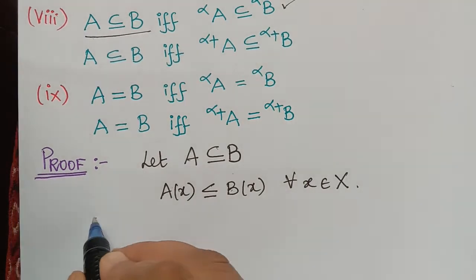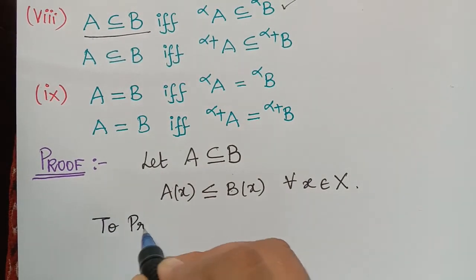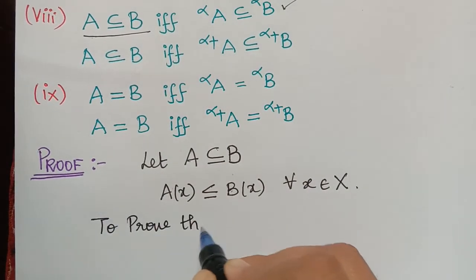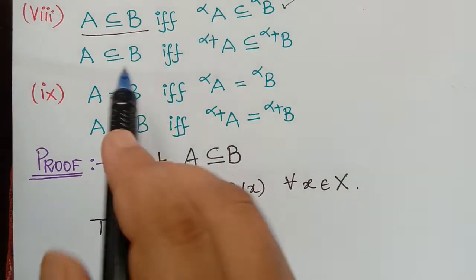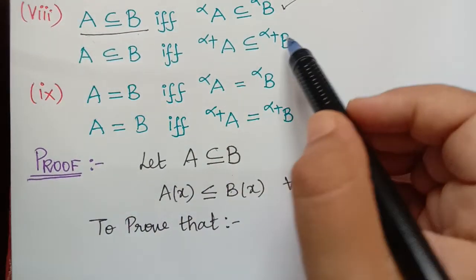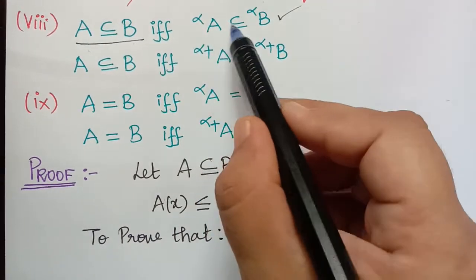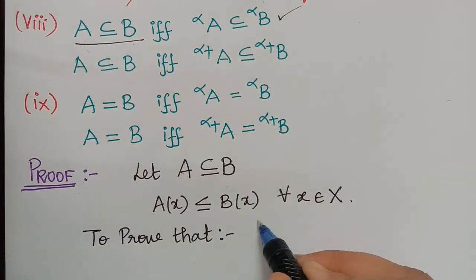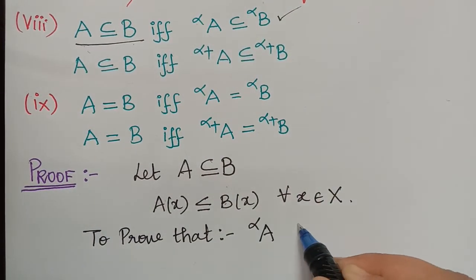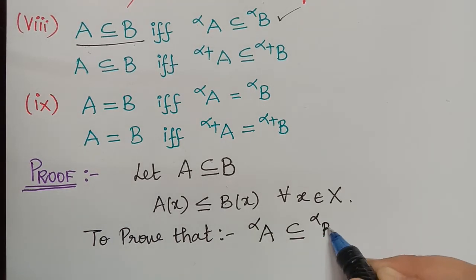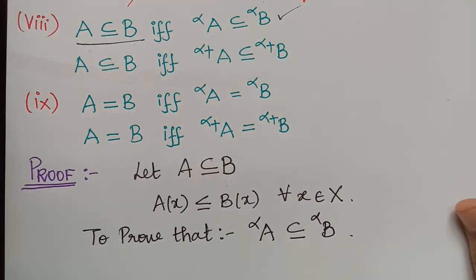So now what we have to prove? So this we have made an assumption, and we have to prove that alpha cut of A is a subset of alpha cut of B. So alpha cut of A is a subset of alpha cut of B. So this is what we have to prove.